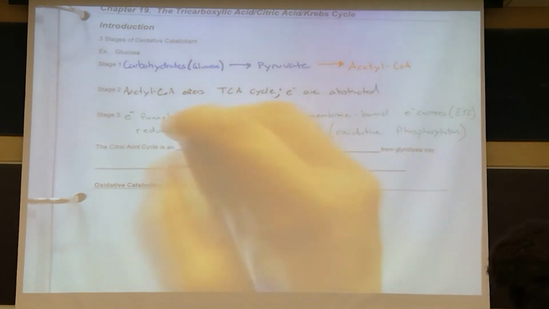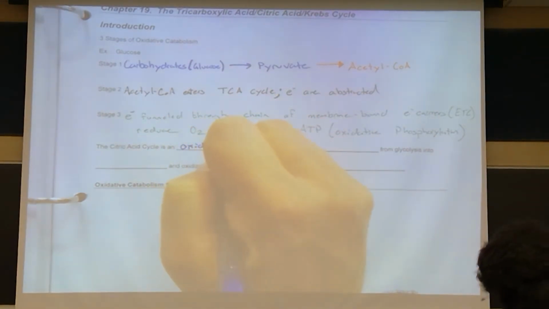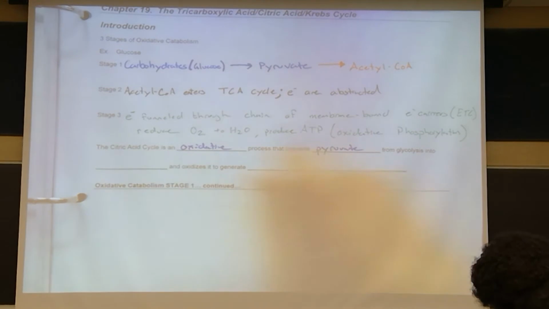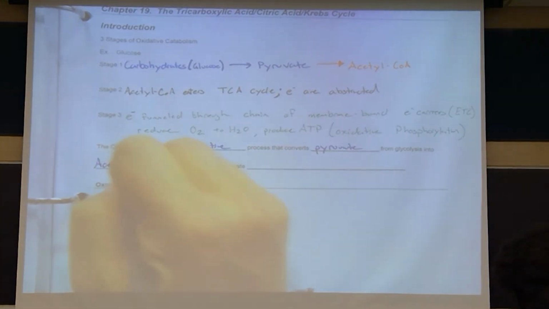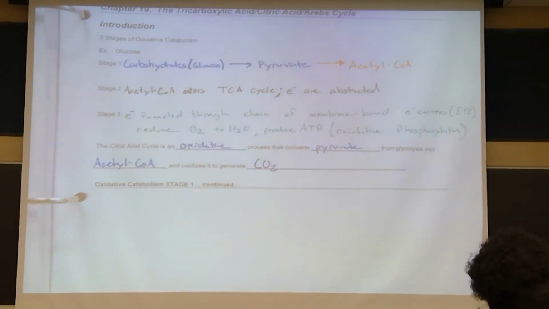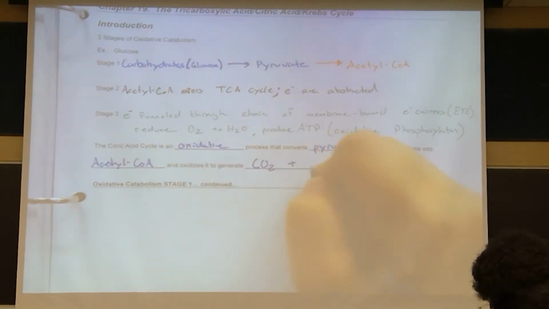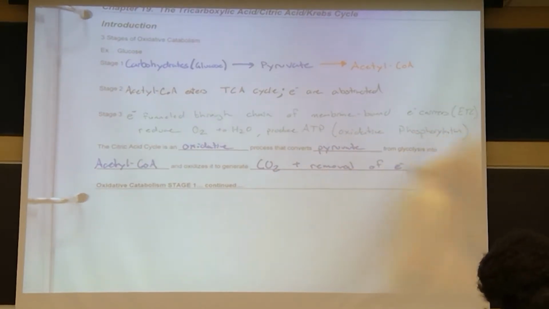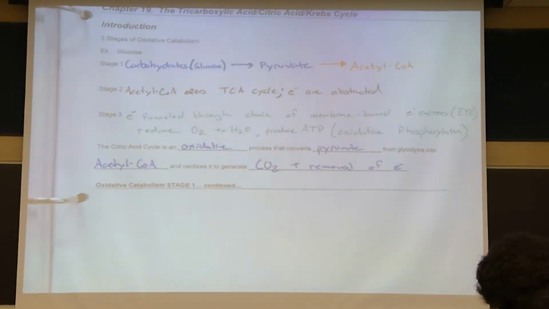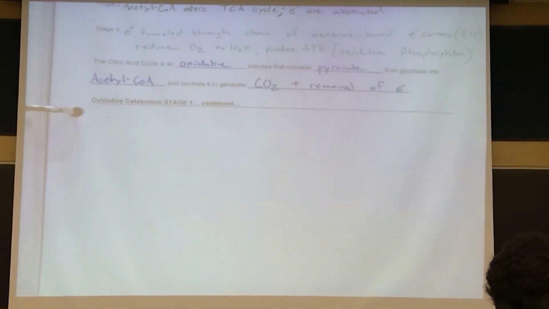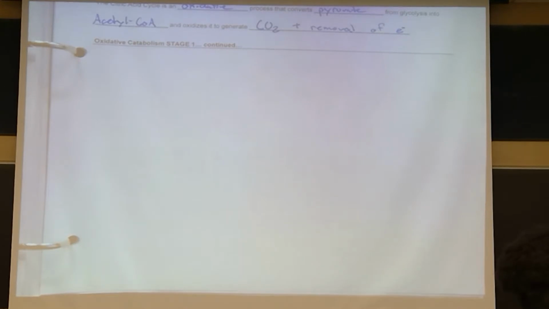So, the citric acid cycle is an oxidative process that converts pyruvate to, we just said, acetyl-CoA. It generates CO2. You'll see a lot of decarboxylation reactions. It generates CO2 and the removal of electrons in the form of NADH and FADH2. But before we get to the TCA cycle, we've got to get to the acetyl-CoA. Pyruvate to acetyl-CoA. Pyruvate.